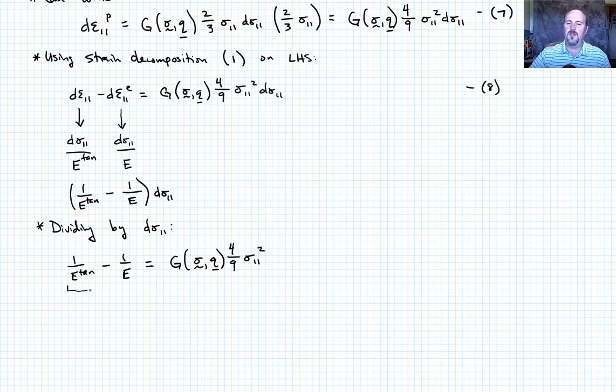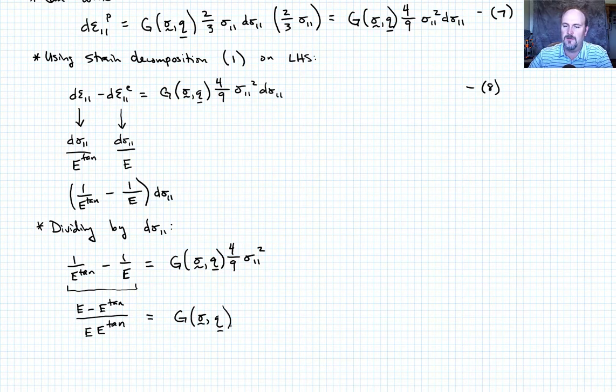So this quantity here we can do a little bit of work with. We can write it as E minus E tan divided by E times E tan. And we'd say that equals G, which is a function of sigma and Q, 4/9 sigma 1,1 squared. Let's call that equation 9.